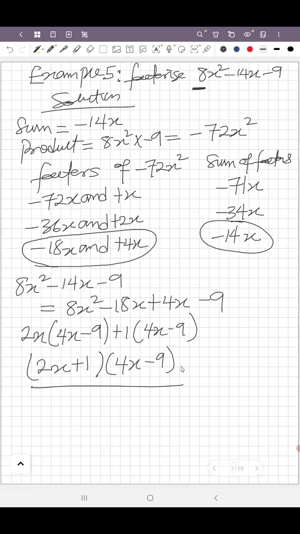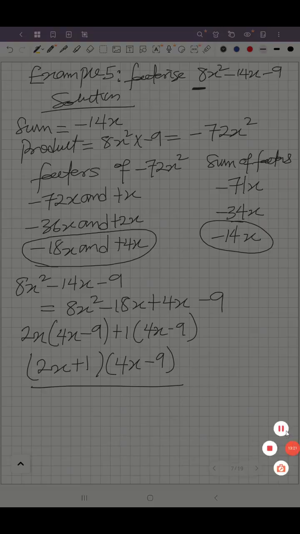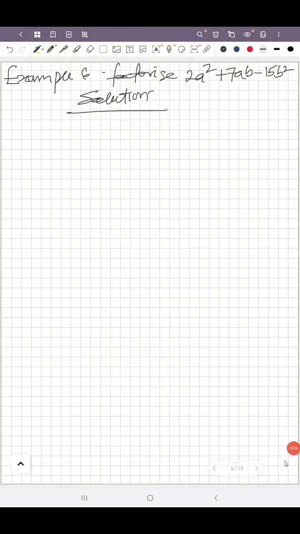So let me give you one more example that will make you get a better understanding, before we start our classwork, as we now go to the quadratic equation. This is another good example of factorization. So we have 2a squared plus 7ab minus 15b squared. How could we factorize this?